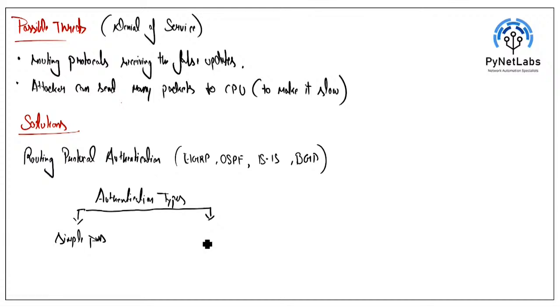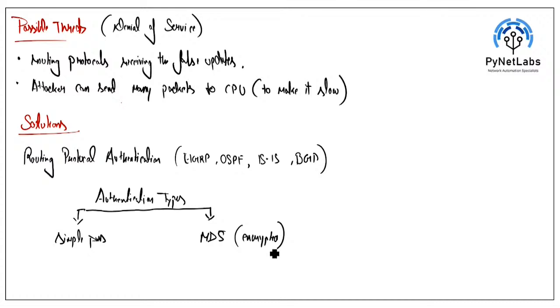But the other version we have is MD5. So this MD5 is the type of password which is in encrypted form. So any other user will not be able to see your password. MD5 is always encrypted. So this is basically your solution.